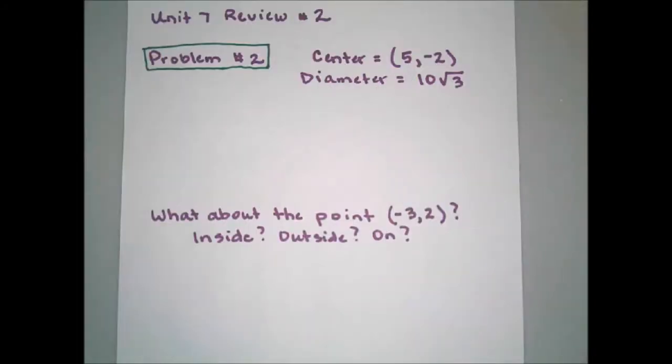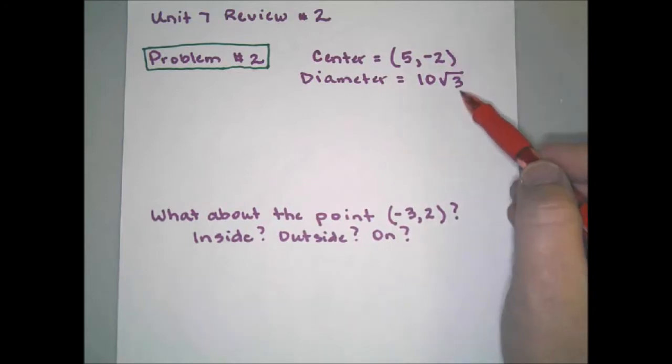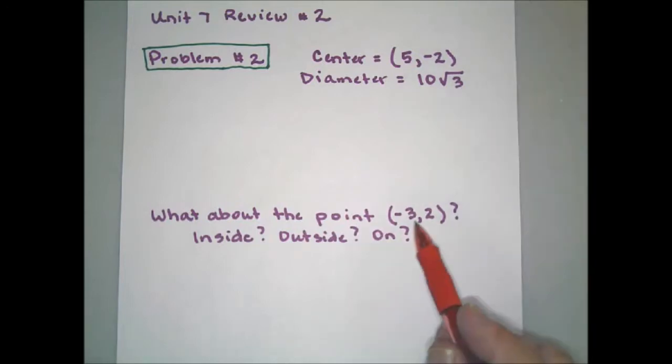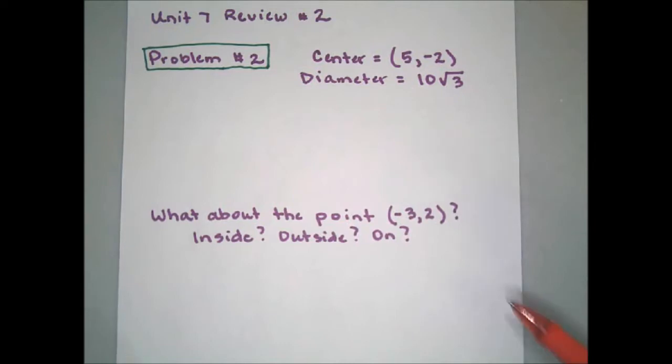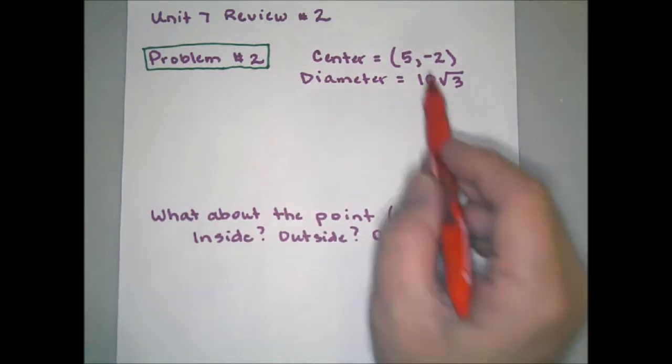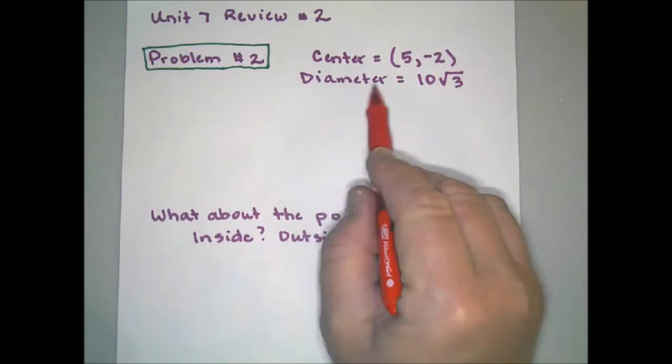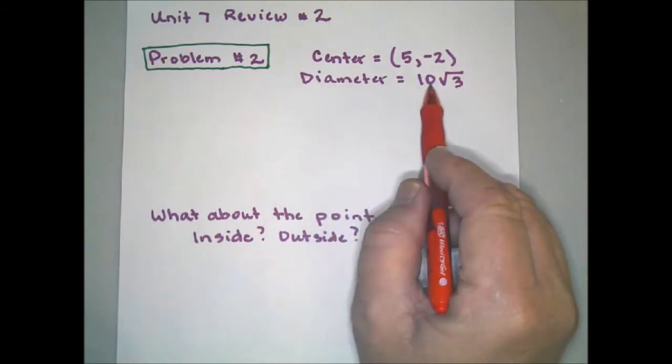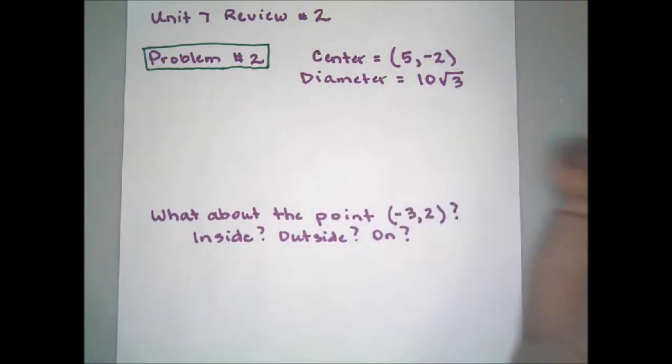I'm now going to do 3 problems from review number 2. The first problem is going to be problem number 2. We're given the center and the diameter of a circle, and we're asked 2 things. Write the equation of the circle, and then test this point, -3, 2, to see if it's inside, outside, or on the circle. So the first thing let's look at is the fact they gave us a diameter, which is nice, but we actually need the radius to help us write the equation.